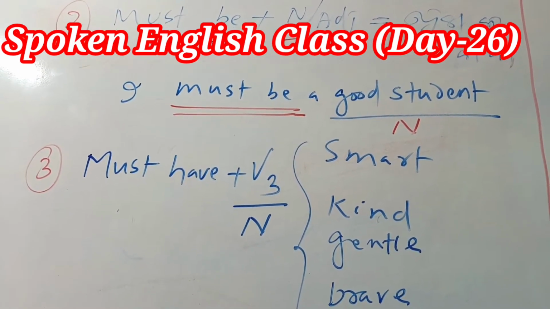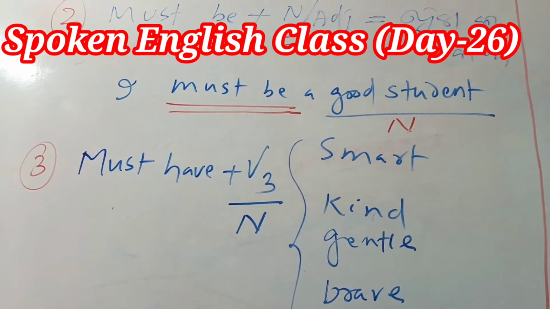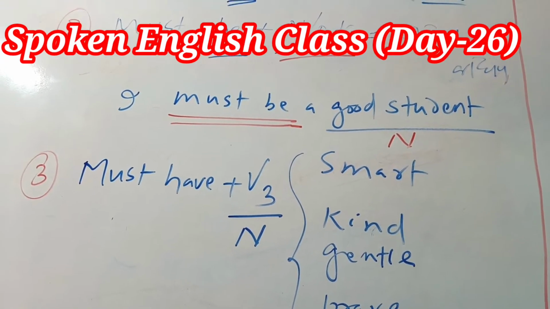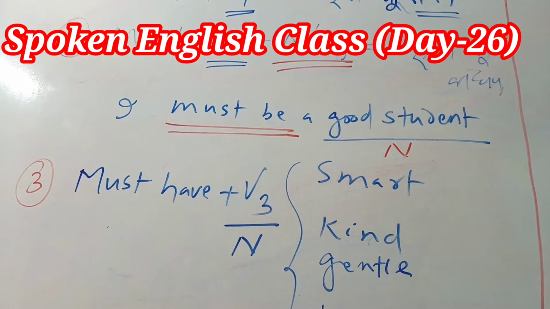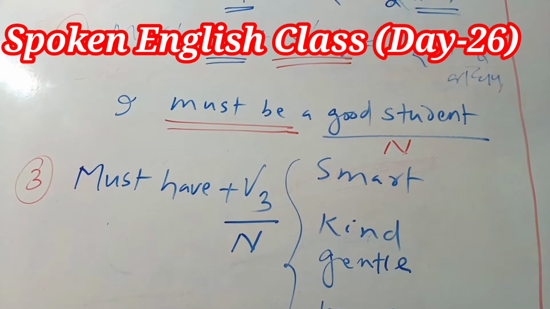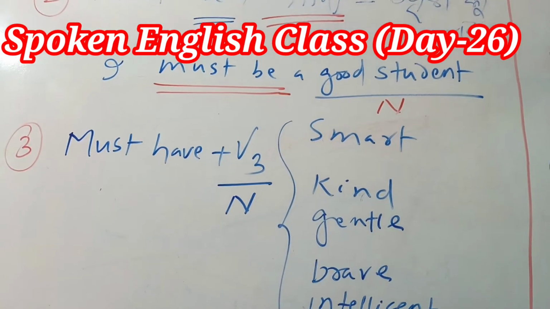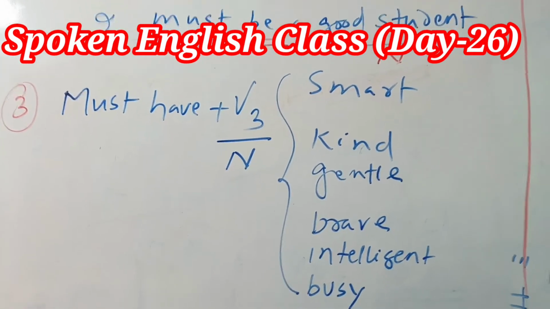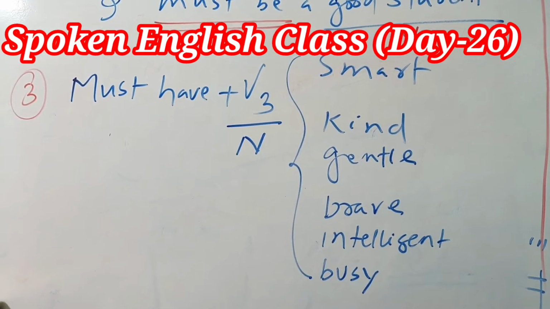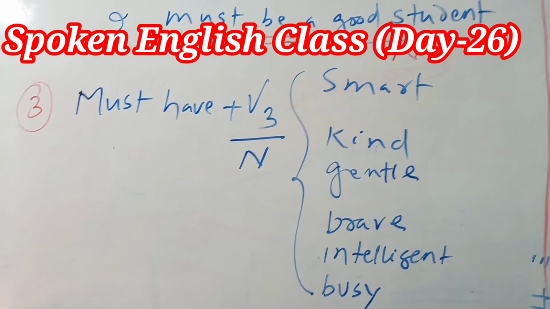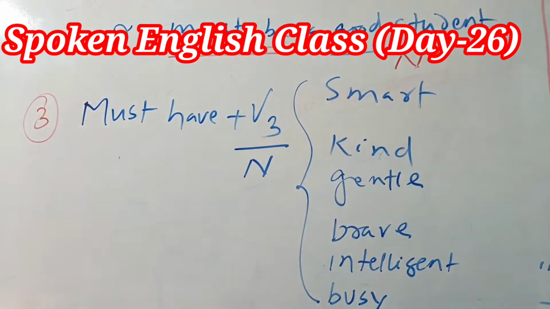So now the running class is must be. Must plus V1, must be plus noun. I must be smart. I must be good. I must be kind. I must be gentle. I must be brave. I must be intelligent. I must be busy.